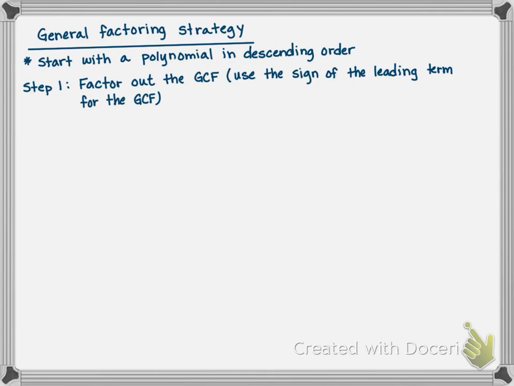So then after we've factored out the GCF, or if there is no GCF to factor out, our second step is going to be to ask ourselves how many terms are in the polynomial. So how many terms? And the number of terms is going to determine the strategy that we use to factor. So the first possibility is that there are 4 terms. And if that's the case, we are going to factor by grouping.